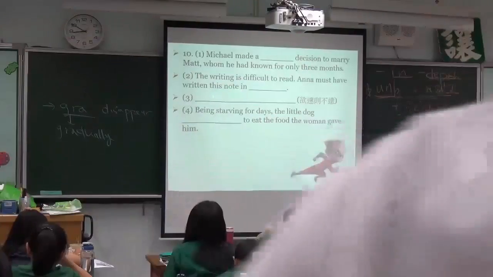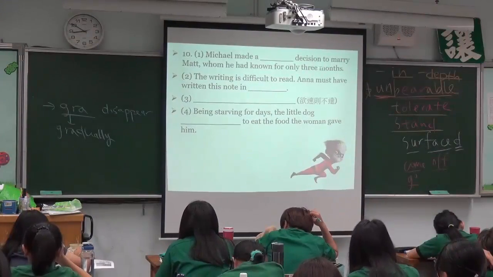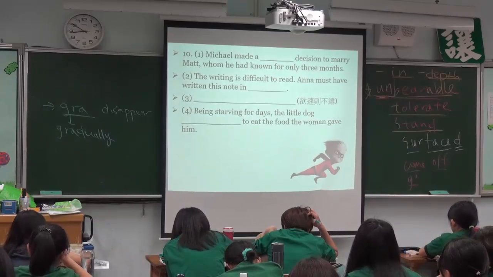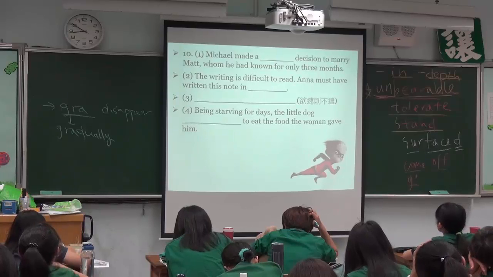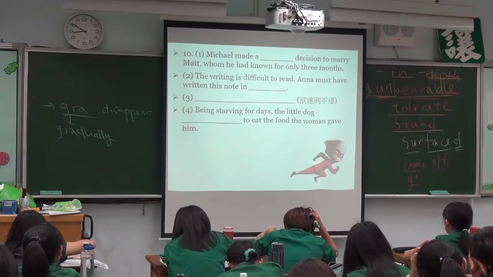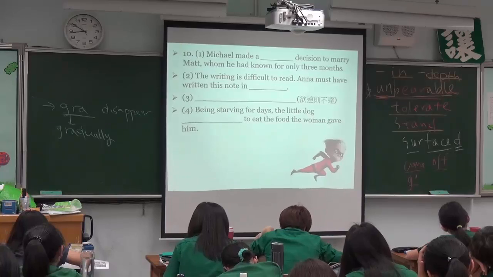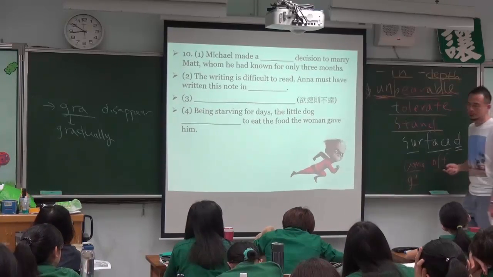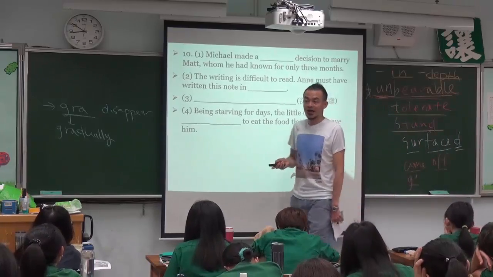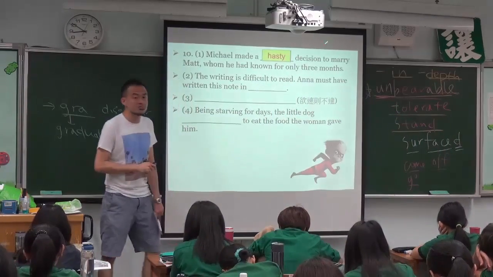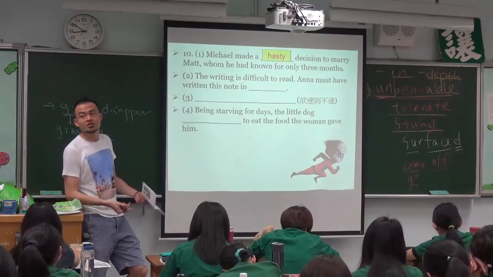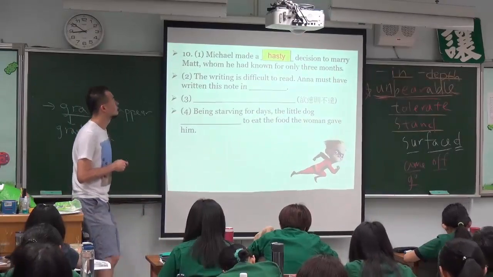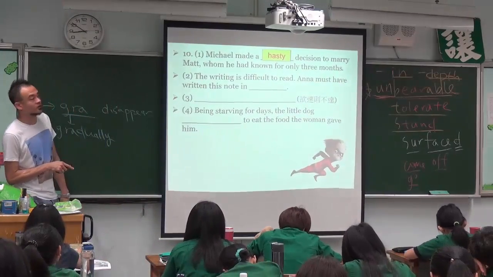So can we move on to number 10, the last word for this section. Michael made a decision to marry Matt, whom he had known for only 3 months. So here, the last word. If you mean you do something in a hurry and you don't think it through, hasty decision. So when you say you made a hasty decision, you mean you made a decision in a hurry and you didn't think it through. You didn't think about it carefully. It's okay, yeah.